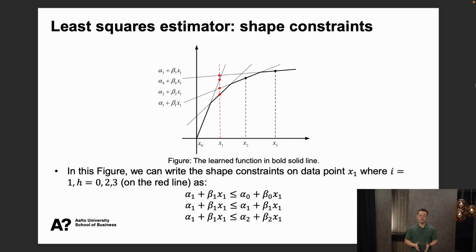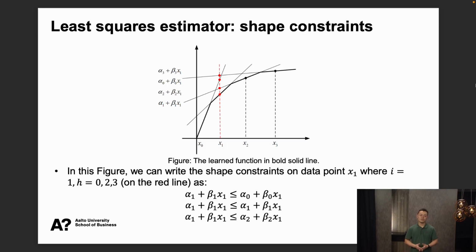What do those constraints mean? Well, as you can see on the graph, the value on the estimated function is the lowest one among others, which means that the lowest red point is the smallest value among the other data points, or red dots, on other linear functions.